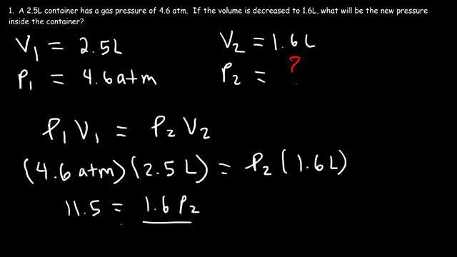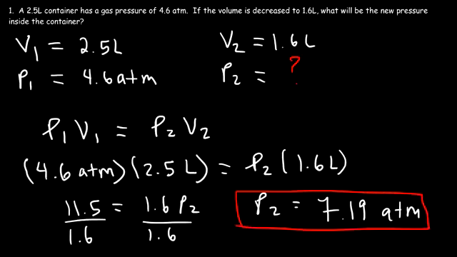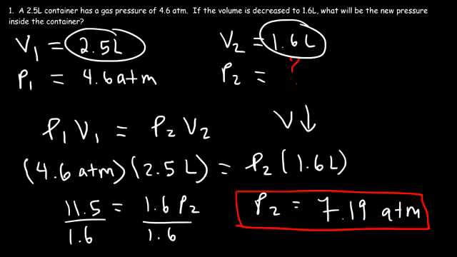So now, to solve for P2, we've got to divide both sides by 1.6. So P2 is 11.5 divided by 1.6, and that's about 7.19 atm. As we can see, in line with Boyle's law, you should always check to make sure that this answer makes sense. We decreased the volume from 2.5 to 1.6, so therefore the pressure should increase from 4.6 to 7.19.